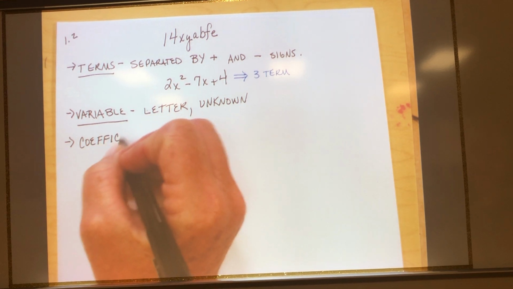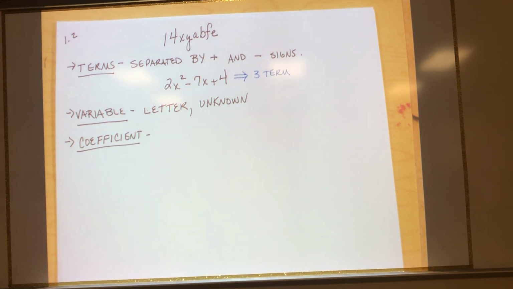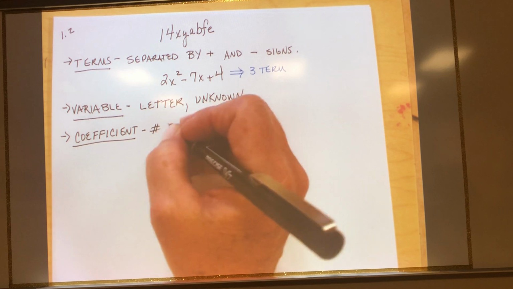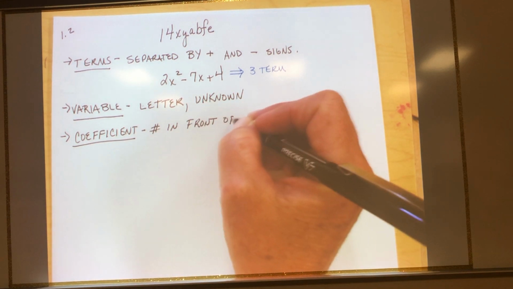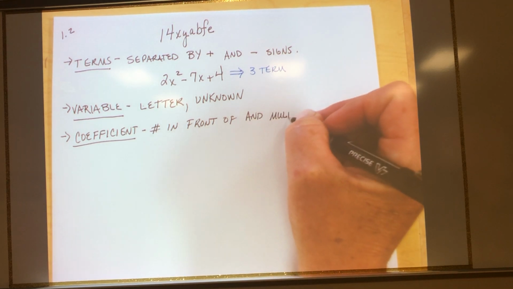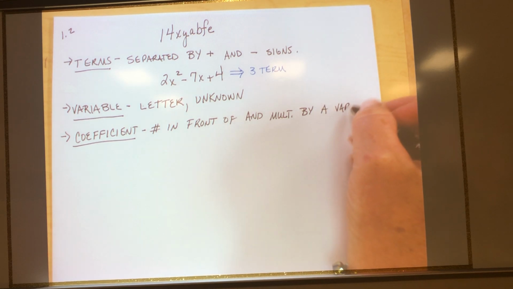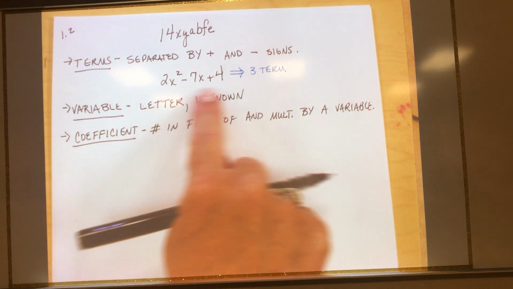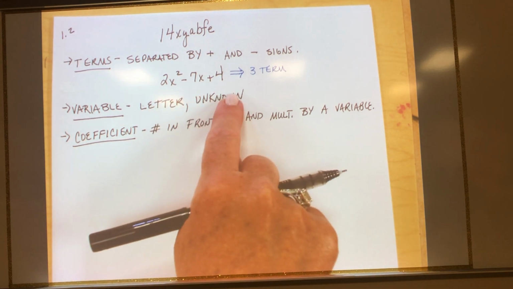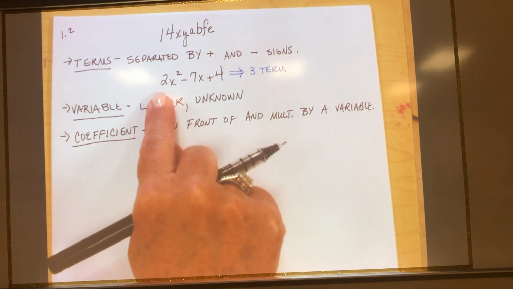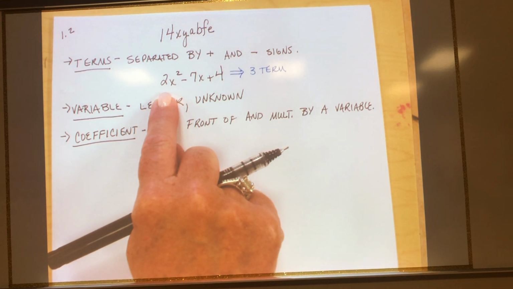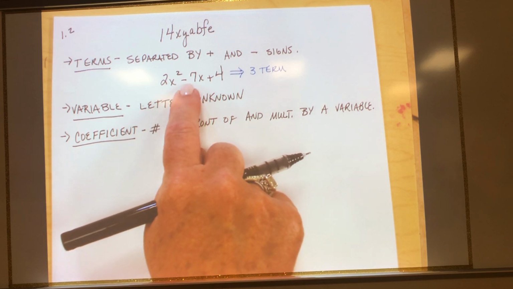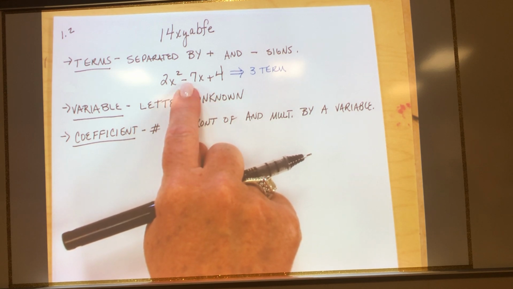All right, the next one, coefficient. Okay, a coefficient is a number in front of and multiplied by a variable. It's only in front of the variable because that's the proper way to write it, okay? So in this, do you see any coefficients? 2 is a coefficient. What's the other one? 7. Negative 7? Oh, I like that. That sign right there belongs to that number, doesn't it? Is there a difference between 7 and negative 7?